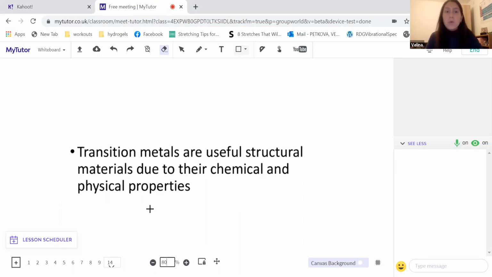So we use transition metals as structural materials because they are chemically unreactive, as we've just said, and their physical properties because they're so hard and strong compared to, say, our group 1 metals, which we could cut with a knife. So that'd be really unuseful.